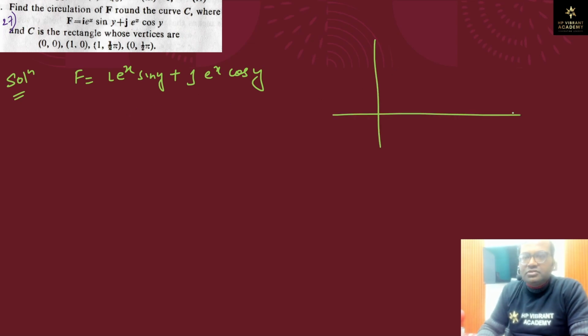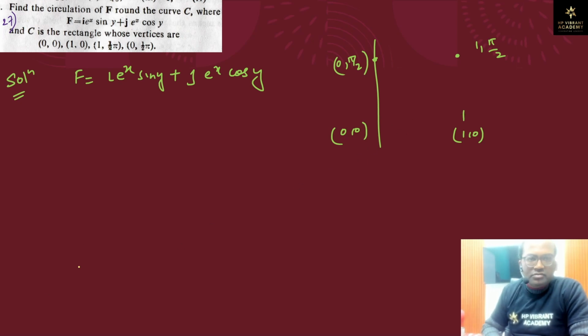So now let us discuss question number 27, how we can solve this. So we have to find the circulation of f round the curve C, where f is given as f is equal to i e to the power x sin y plus j e to the power x cos y. Okay, and C is the rectangle whose vertices are 0, 0, 1, 0, 1, pi by 2 and 0, pi by 2. Okay, so this is our rectangle.